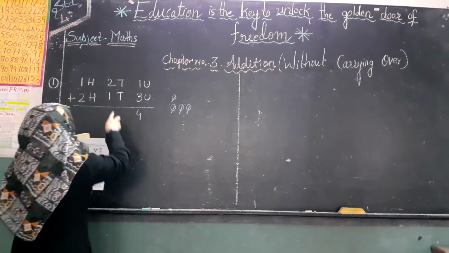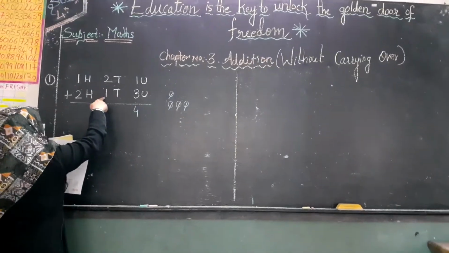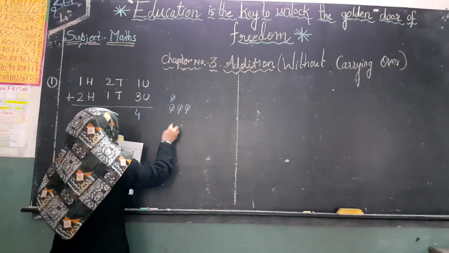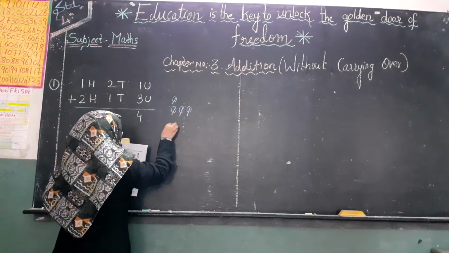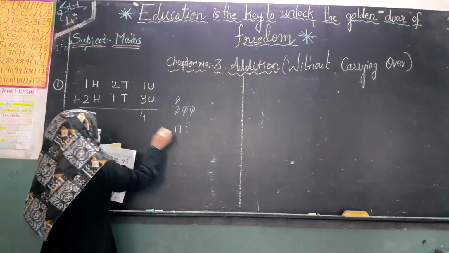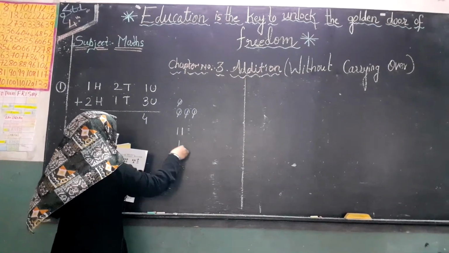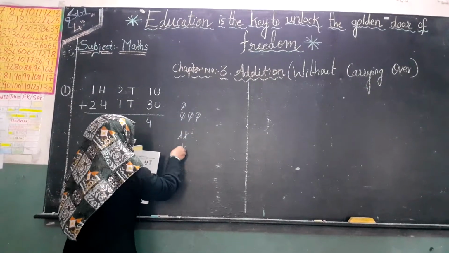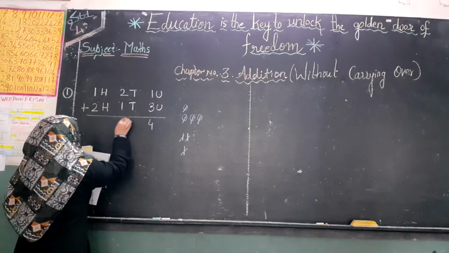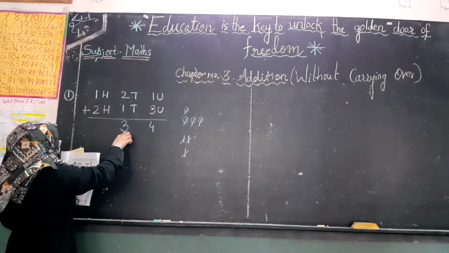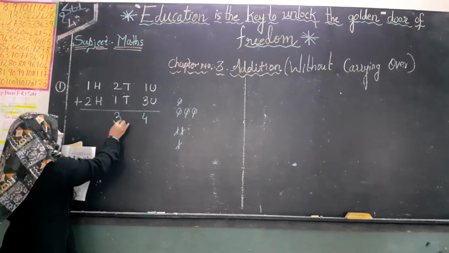Now next, 2 plus 1. We have to add 2 and 1. So here we will draw a line: 1, 2, then 1. So we have to add all this: 1, 2, 3. Okay, 2 plus 1 is 3. Have you understood till here?